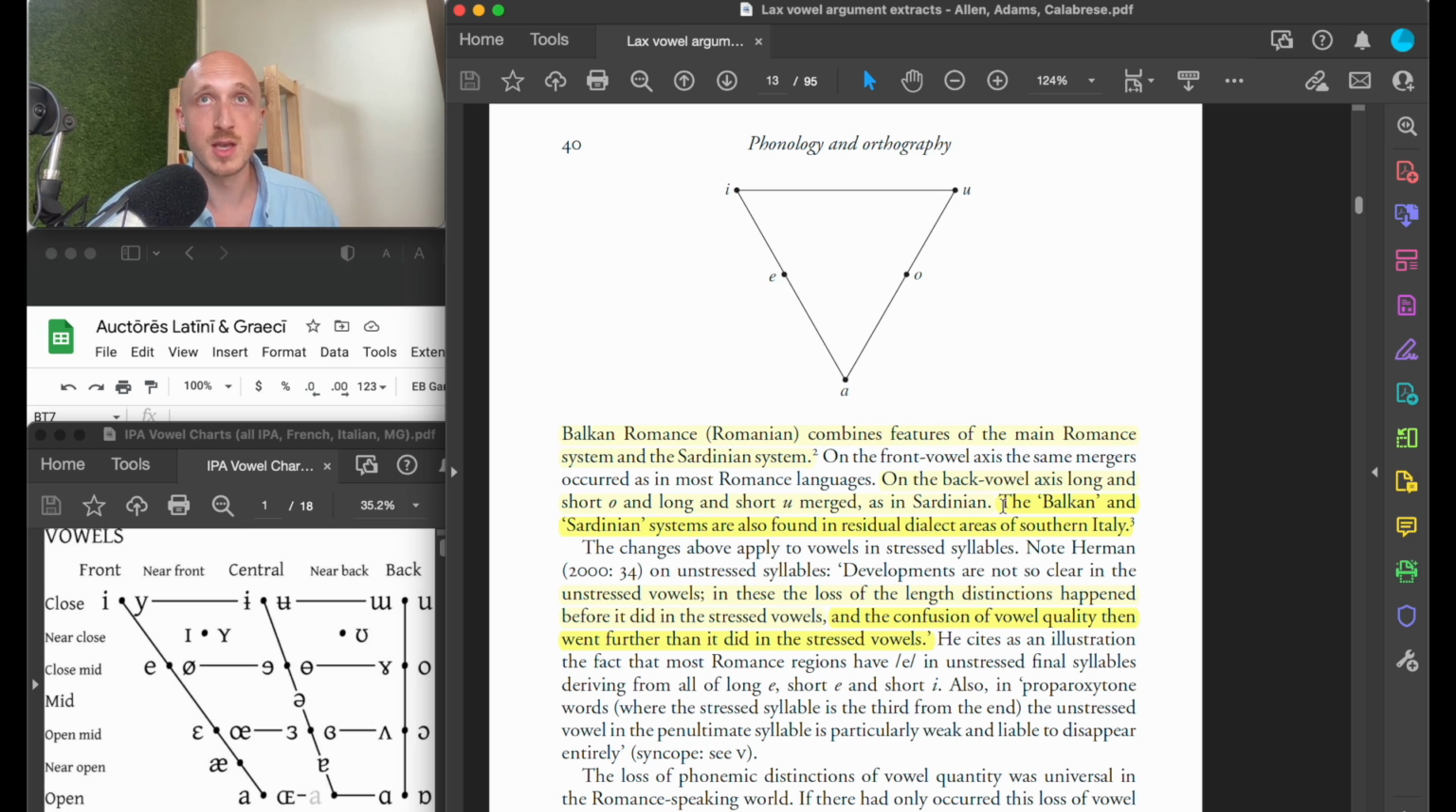That is to say, U short, U long, O short, O long. That is how they merge. Short U in Romanian did not become O. The Balkan and Sardinian systems are also found in residual dialect areas of southern Italy.